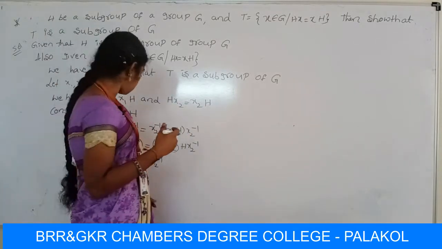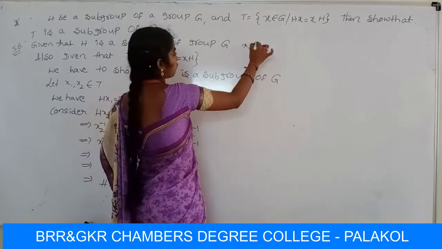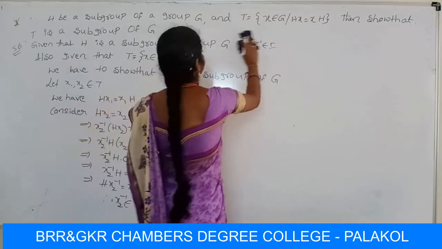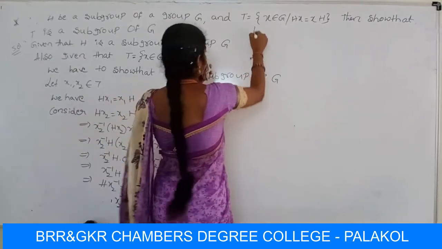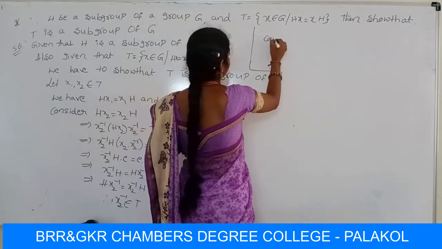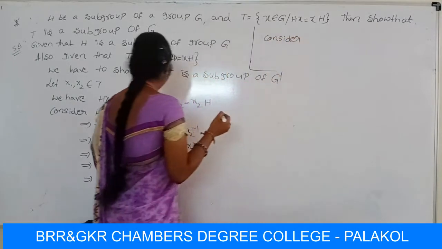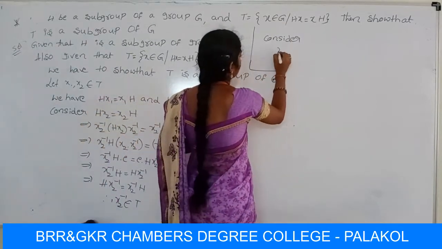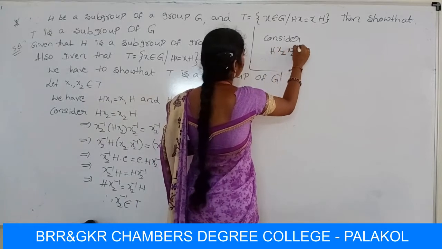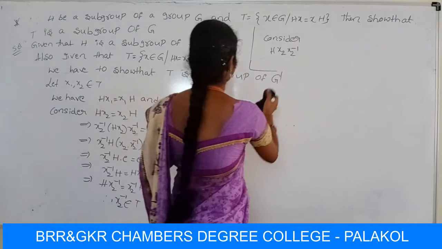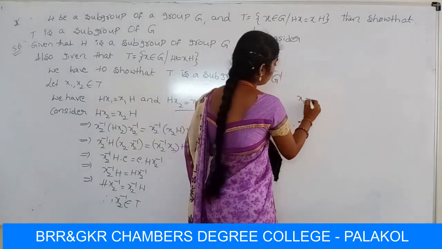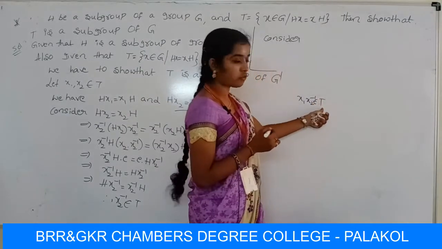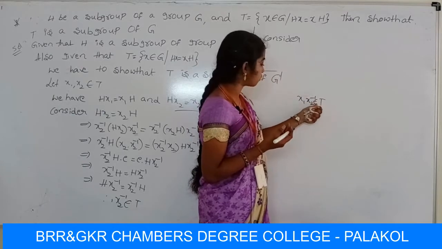So we have to prove that x1 into x2 inverse belongs to T. So that means T is a subgroup of Z. So next consider x2. So it can be written as h x2 into x2 inverse. So finally we have to prove x1 into x2 inverse h belongs to T, T is a subgroup of Z. So finally we have to prove x1 into x2 inverse belongs to T.